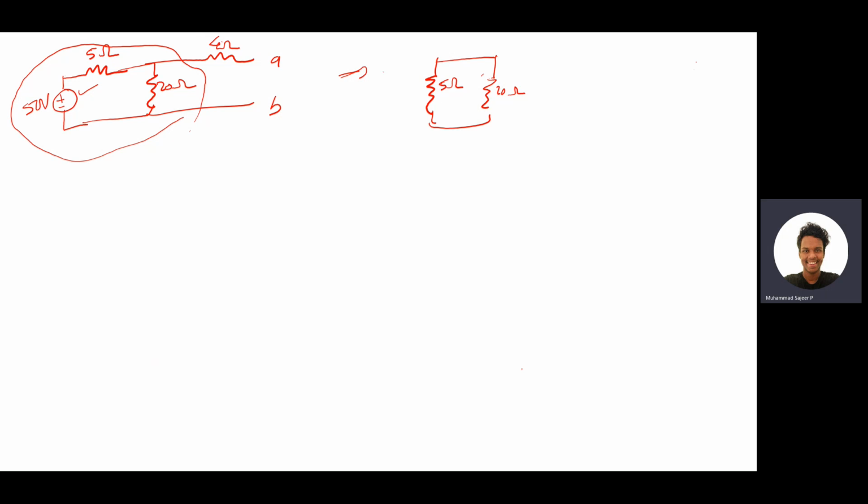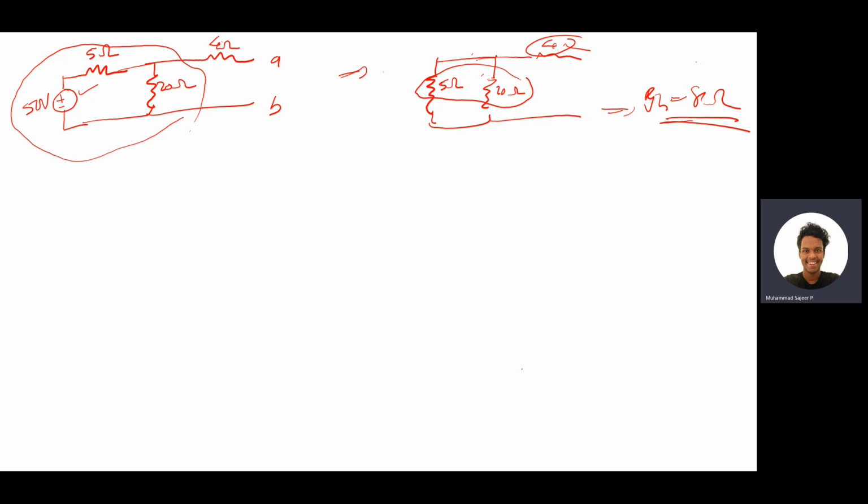These are parallel, so you know how to do it. Parallel, and this is 4 ohm. Okay. So when you do the parallel and add this, it will come around 8 ohm. Okay, 8 ohm it will come.